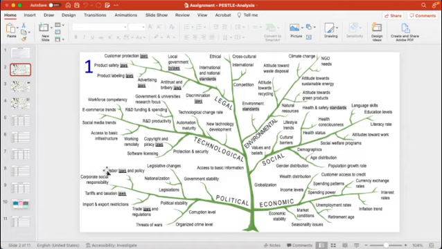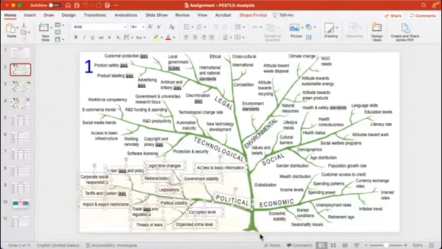So you see, just by looking into the political, you saw so many different points that you can look at when you are trying to do some analysis. It's very interesting.